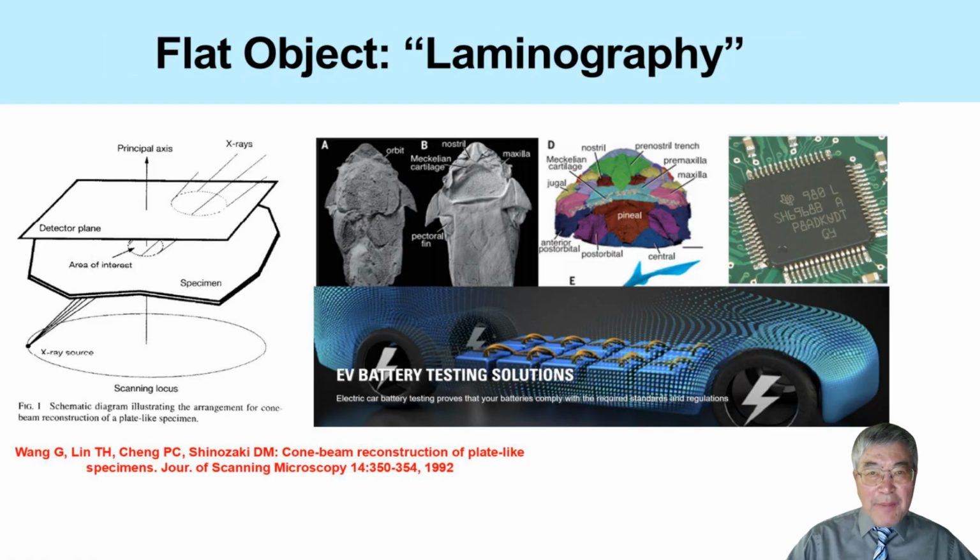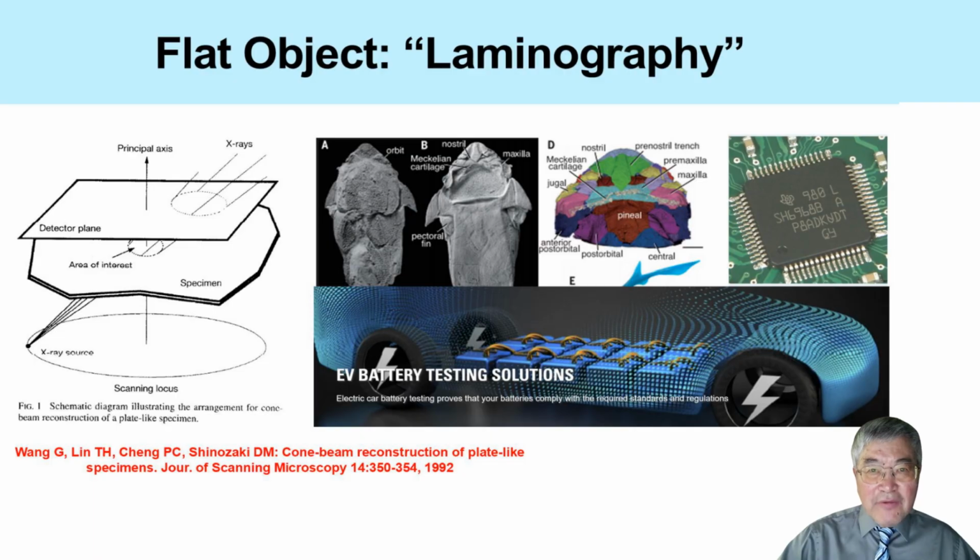The second problem I addressed in my dissertation was the flat object problem. In material science, many samples are not long cylinders or compact spherical objects. Many of them are flat or plate-like. For example, we may have thin material samples, fossils, semiconductor chips, electronic circuits, battery components, and other planar structures.